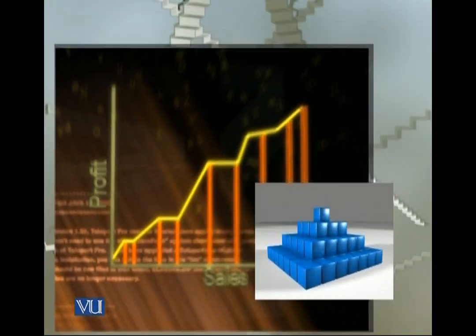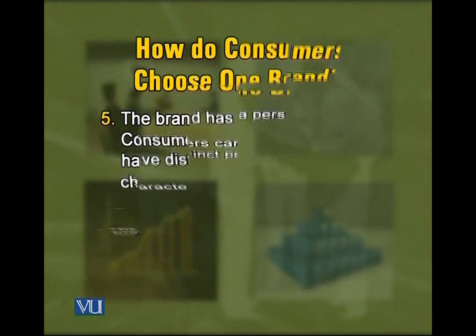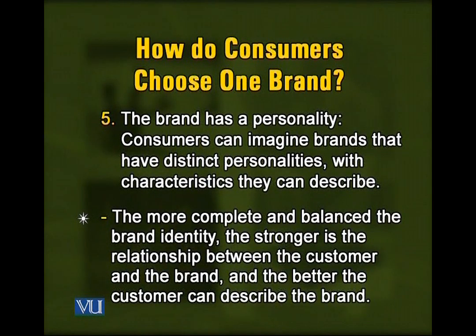We are saying here that consumers conjure up certain images in their minds relating to different brands, and the images they have relate to those brands which have very strong or distinct personalities. It is very obvious that brands that have strong identity are going to be the ones with good personalities. So the stronger the brand identity, the stronger the relationship between the brand and the customer, and the customers can also describe various characteristics of that brand.